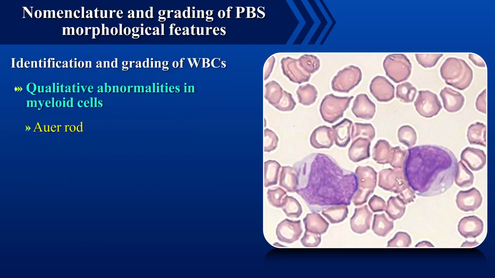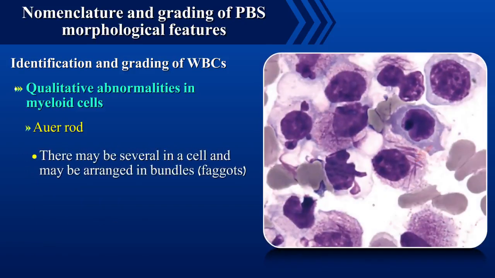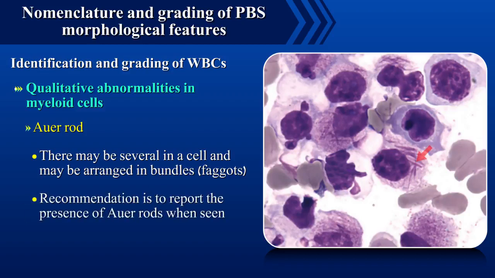Auer rod is a sharply defined red rod or needle-like cytoplasmic inclusion formed by abnormal primary granule development, which is found mainly in leukemic myeloblasts or abnormal promyelocytes, staining positively for myeloperoxidase, and are a specific marker for myeloid lineage neoplasms. They may be several in a cell and may be arranged in bundles, in which case they are called faggots. The recommendation is to report the presence of Auer rods when seen.